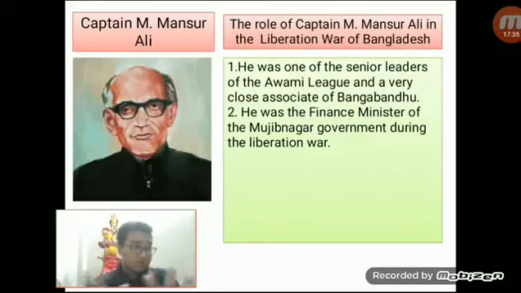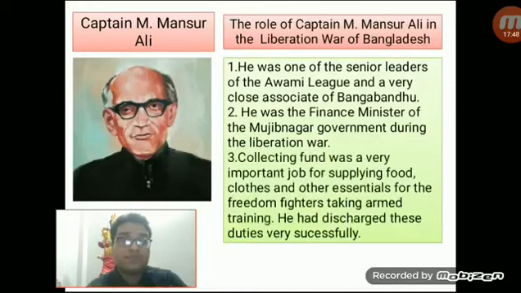So he was one of the six members of the Mujibnagar government, and he had to perform as the finance minister of the Mujibnagar government. Collecting funds was a very important job for supplying food, clothes, and other essentials for the freedom fighters taking armed training, or continuing armed training. He had discharged these duties very successfully.